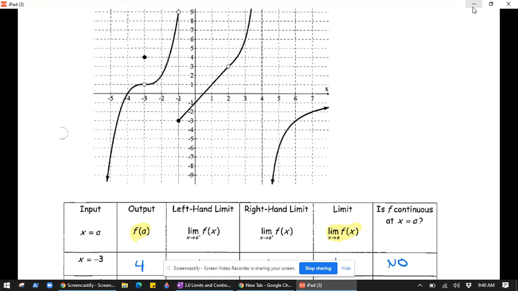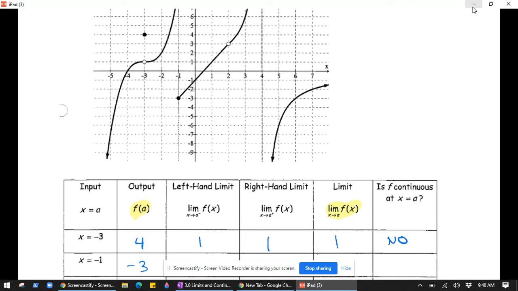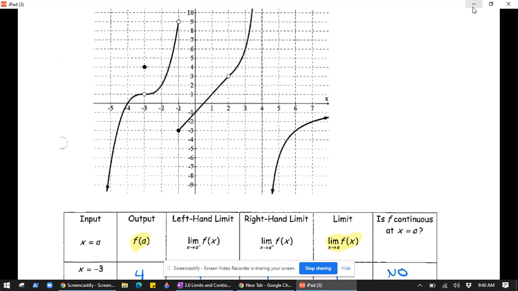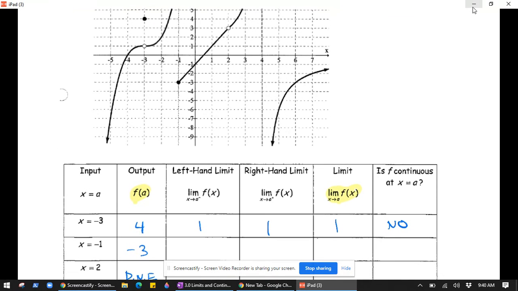Okay, let's test at x equals negative 1. At negative 1, the limit from the left-hand side is 9, and the limit from the right-hand side is equal to negative 3. Therefore, the limit doesn't exist because the left and right-hand limits don't match. And so it's not continuous at x equals negative 1.